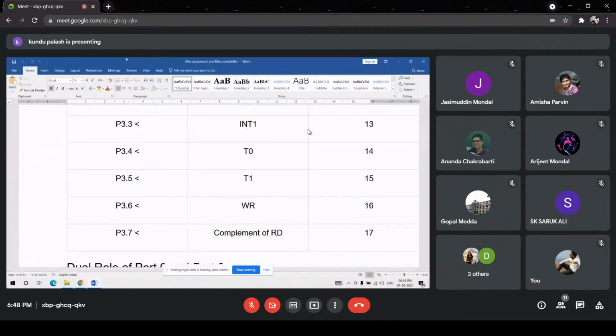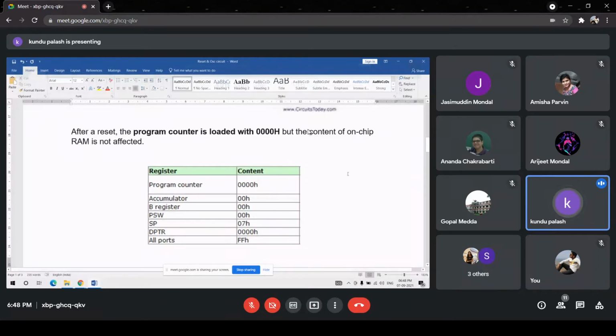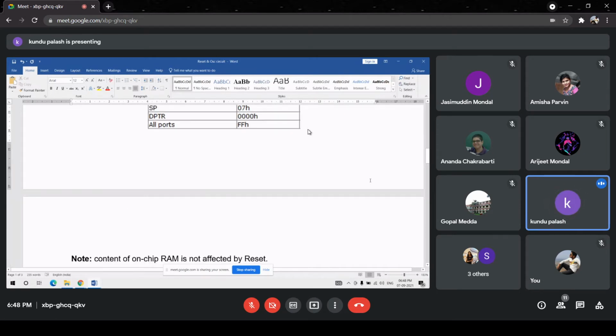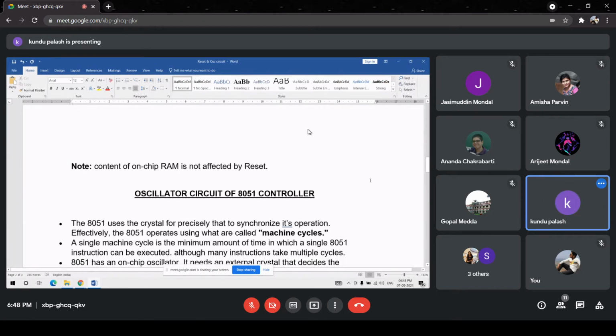Anyway, I have to show the proper diagram. This block would be available. So these are the consequences of the power on reset, as well as after the occurrence of the manual reset, this will be the content. So that is the speciality.